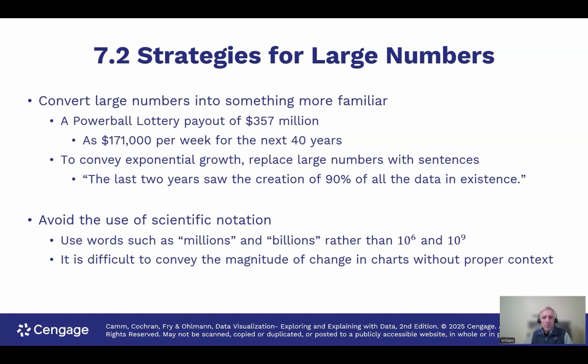You want to avoid the use of scientific notation unless you're designing visualizations for a scientific community, maybe an engineering community. Unless you're doing that, you really don't want to use it, and even then, you very often don't want to. So you want to use words like millions or billions rather than 10 to the sixth or 10 to the ninth. Scientists know pre-attentively what those mean. Other people don't. And it's difficult to convey the magnitude of change in charts without context. Let me show you some examples of that.